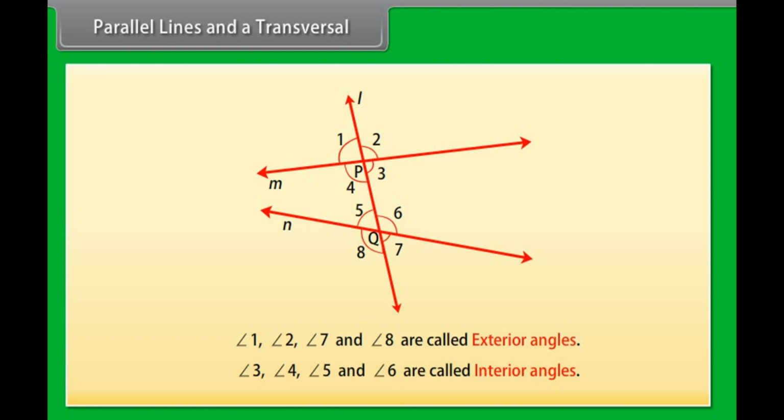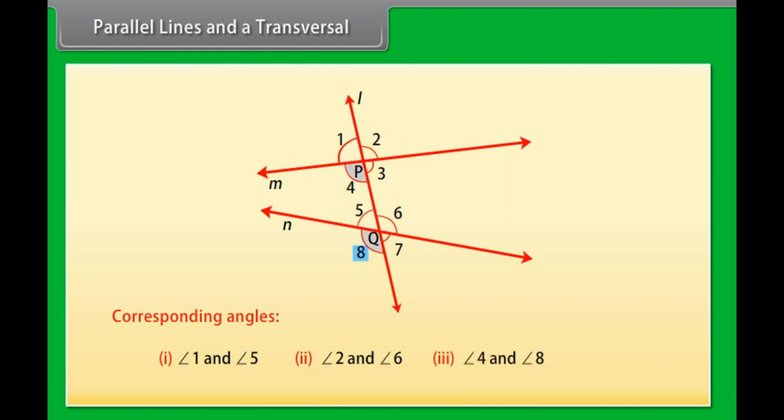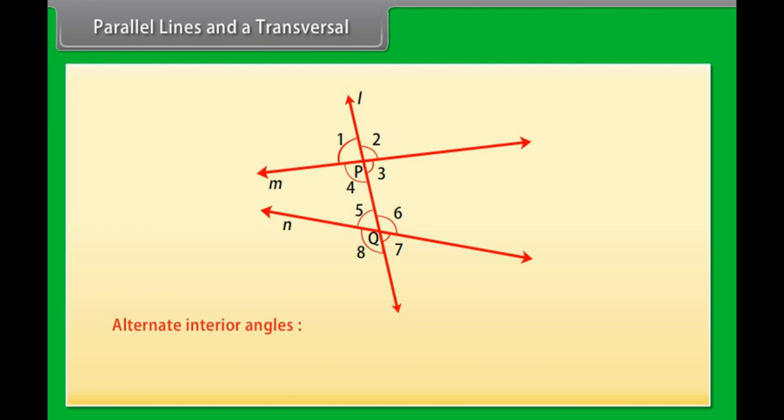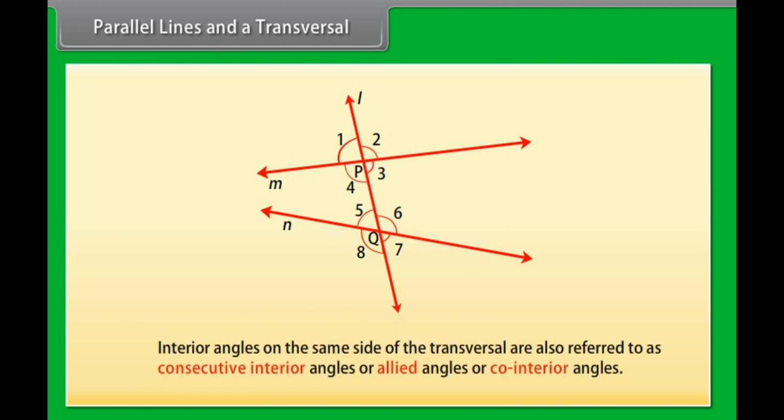We have also studied that when a transversal intersects two lines, we get some pairs of angles. Let's go through them one by one. First is corresponding angles. These are angle 1 and angle 5, angle 2 and angle 6, angle 4 and angle 8, angle 3 and angle 7. Second is alternate interior angles. Those are angle 4 and angle 6, angle 3 and angle 5. Then comes alternate exterior angles, and they are angle 1 and angle 7, angle 2 and angle 8. Next is interior angles on the same side of the transversal. These are angle 4 and angle 5, angle 3 and angle 6. Interior angles on the same side of the transversal are also referred to as consecutive interior angles or allied angles or co-interior angles.